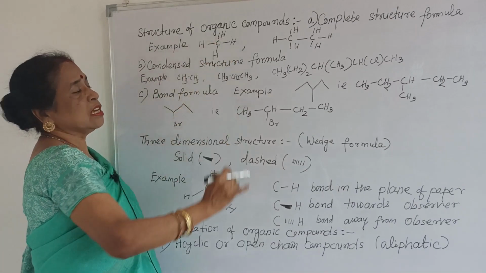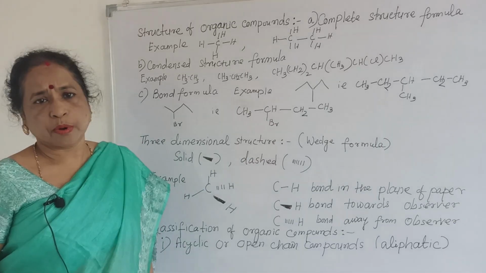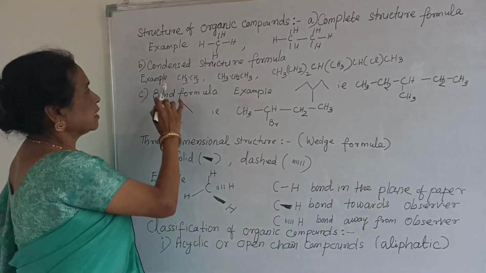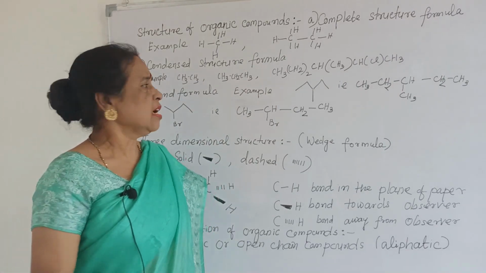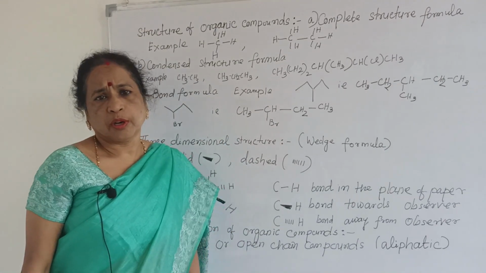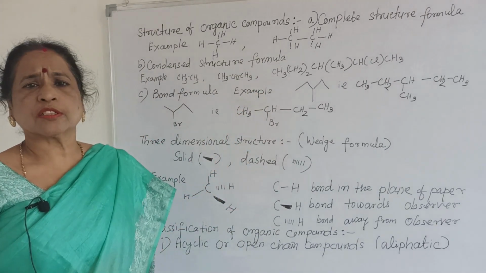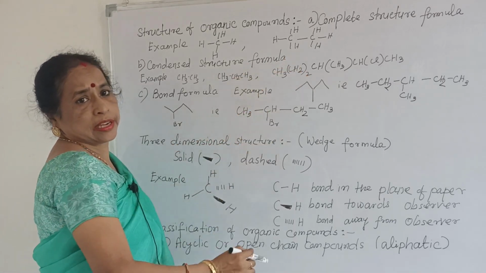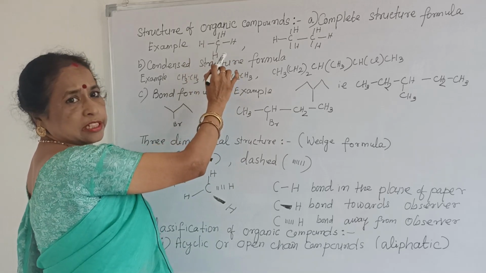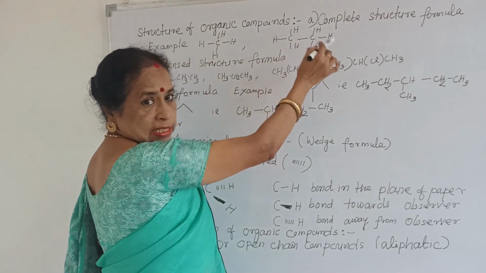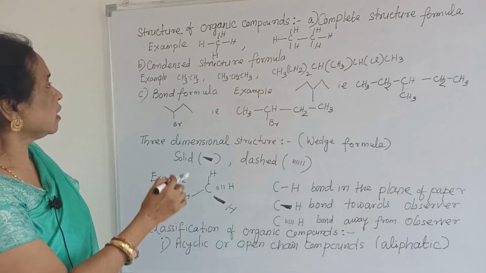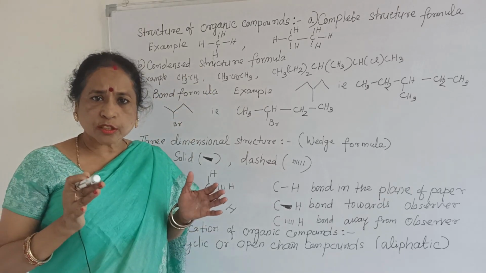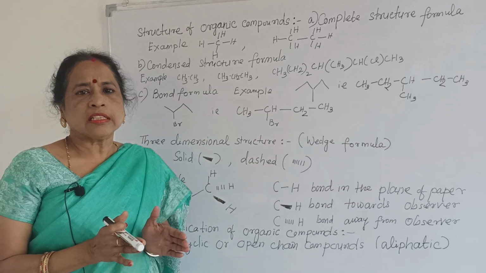Now next is the structure of organic compounds, where the first point is complete structural formula, the second one is condensed formula, and the third one is bond line formula. In the first, the complete structural formula, we write the structure in an expanded way. See here, CH4 is written in this way, C2H6 is written in this way. Then come to the condensed structural formula. We write the structure in a condensed form.